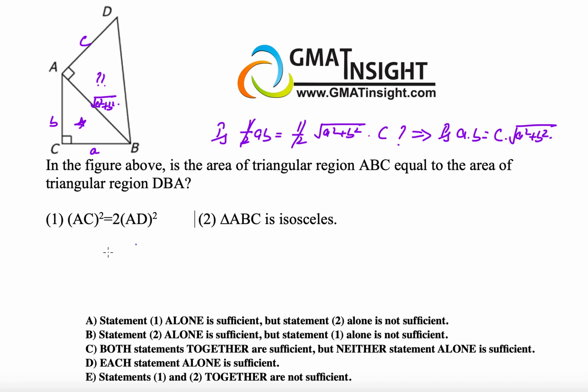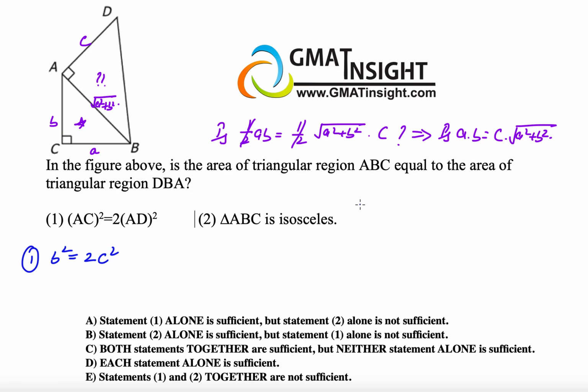Let's check the first statement. The first statement says that AC is square root 2 times AD, so AC is equal to B. So we say B square is equal to 2 times AD square, that means 2 times C square. Now, if we know B square is equal to 2C square, then we'll have to see whether we can reach this kind of a conclusion or not.